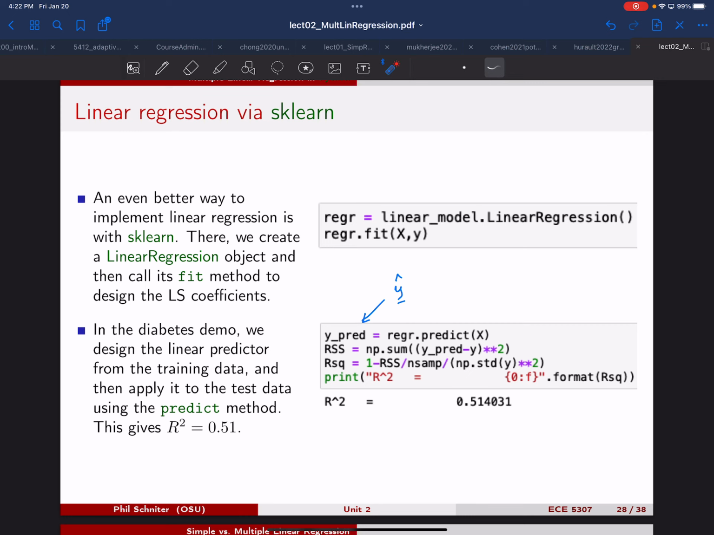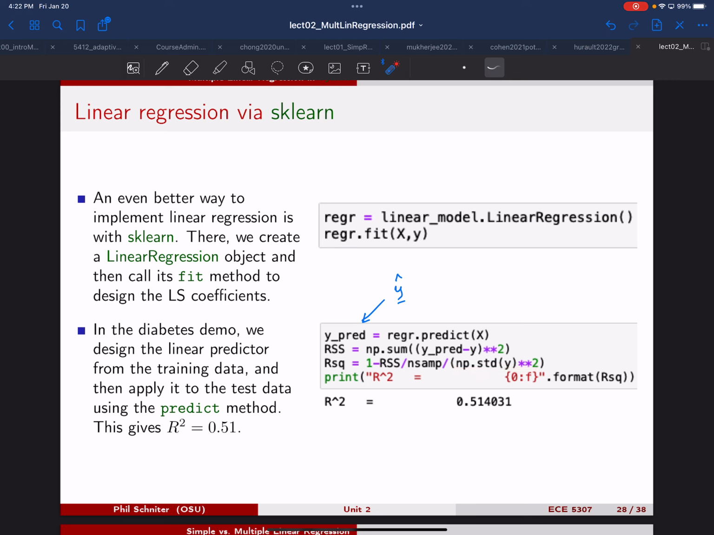And then if we want to compute R squared, the coefficient of determination, we know that you can do this by taking RSS, dividing by the number of training samples, and dividing by the variance of y. Here we're doing this by computing the standard deviation and squaring it, but we've seen other ways to get the variance of y. In any case, once we've done this, we can print out the R squared.